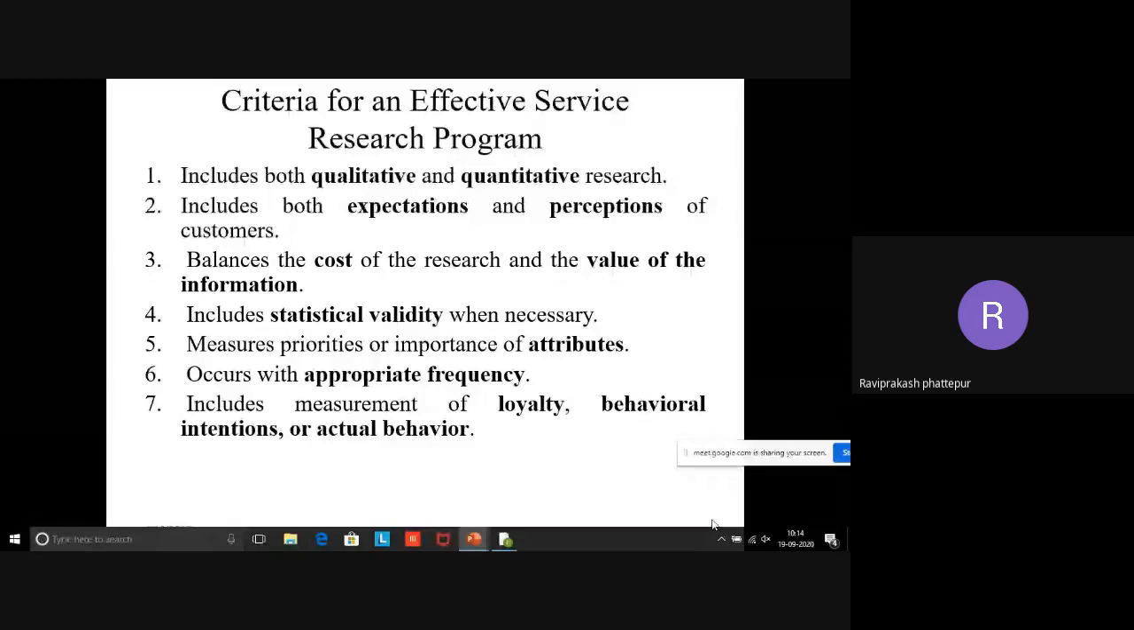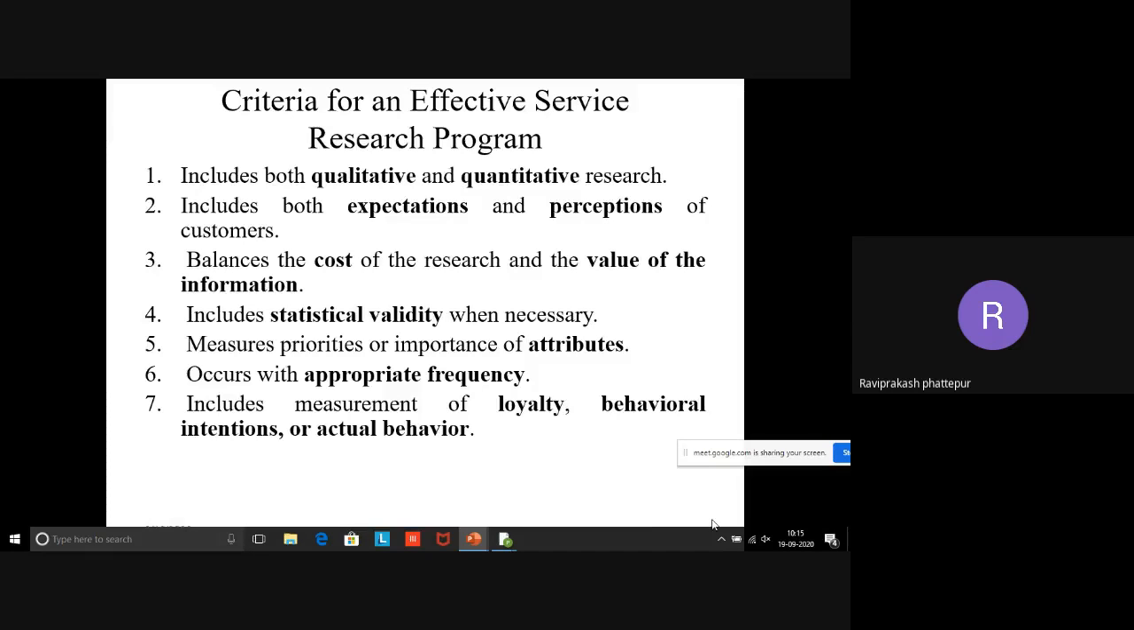Then it includes the measurement of loyalty, behavioral intention, and actual behavior. Loyalty is the customer coming back again, increasing the sales of the company. Behavioral intentions could be word of mouth, where the customer is spreading positive things about the company and getting new customers to the company. If something goes wrong, again the word of mouth, negative word of mouth or negative publicity happens, and you may repel some of the customers from your company.